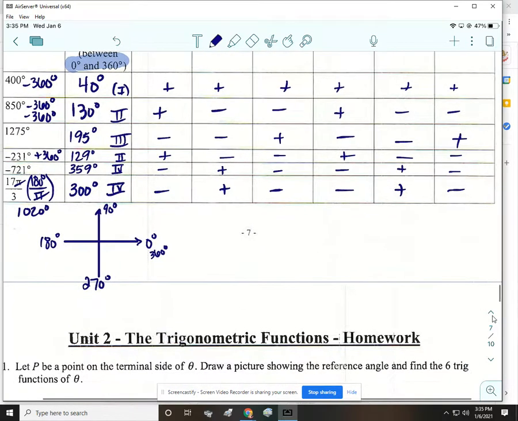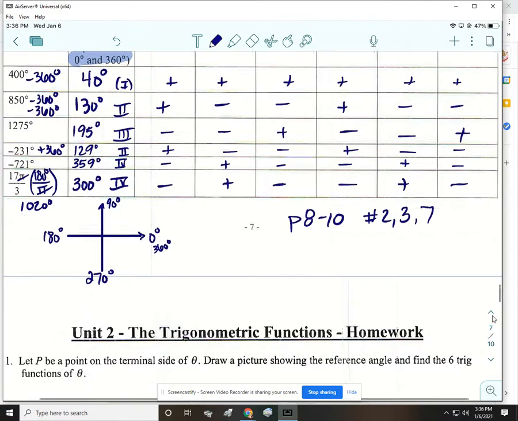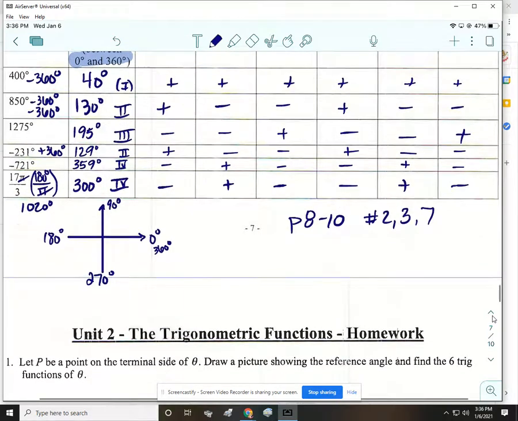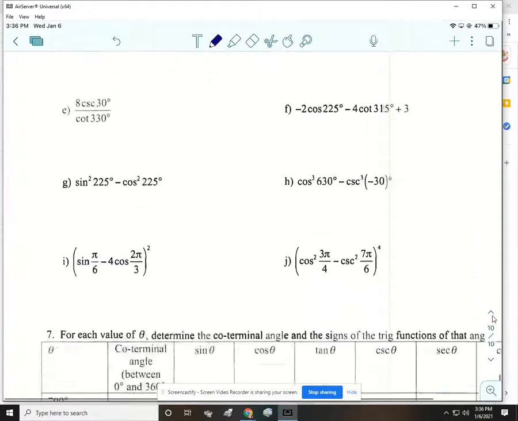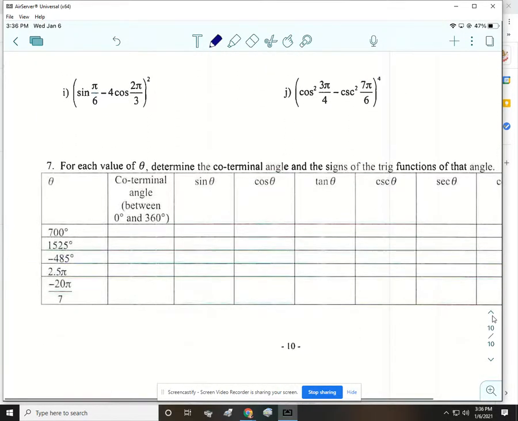So what I want you guys to do for this assignment is on page 8 through 10, I want you to do numbers 2, 3, and 7. Now there is one out of those that you can't really figure out yet. So let's look at it. All right, so I think it is 2.5 pi. So as you do that one, just keep in mind that that's kind of a strange situation. So if it works out weird, just don't worry about it. We will talk about it later.